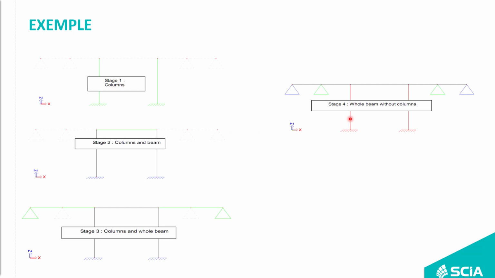In stage 4, I will remove the columns. Then you see that in red, it means that this element will be removed, then will be absent in this stage. And I will add two temporary supports in the position indicated in green in the image. And successively, in the last phase, I will remove this temporary support in this position here in red, and I apply an exploitation load on the bridge. So let's move to SCIA to see how to build this simple staged model.